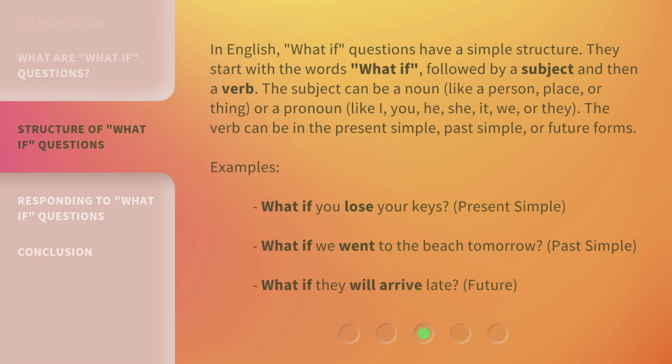In English, what if questions have a simple structure. They start with the words what if, followed by a subject and then a verb. The subject can be a noun, like a person, place, or thing, or a pronoun, like I, you, he, she, it, we, or they. The verb can be in the present simple, past simple, or future forms.